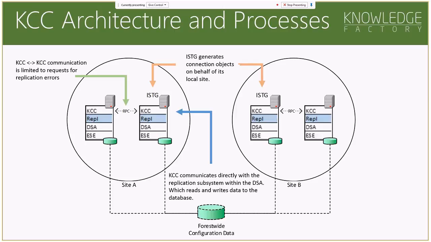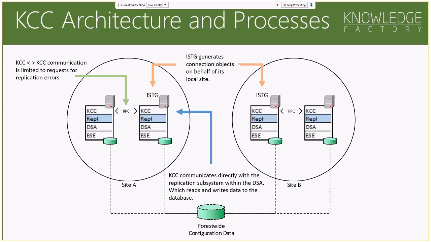RPC. So the directory replication service is called DRSUAPI, an RPC protocol used to communicate replication status and topology to a domain controller. The KCC also uses this protocol to communicate with other KCCs to request error information when it's building the replication topology.